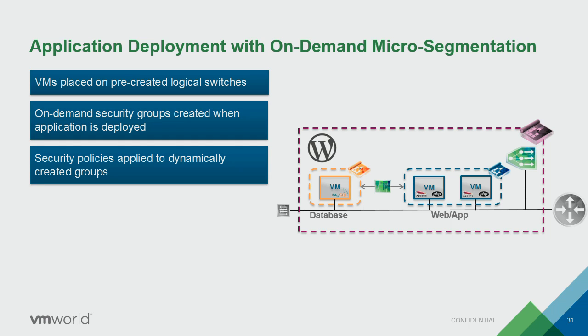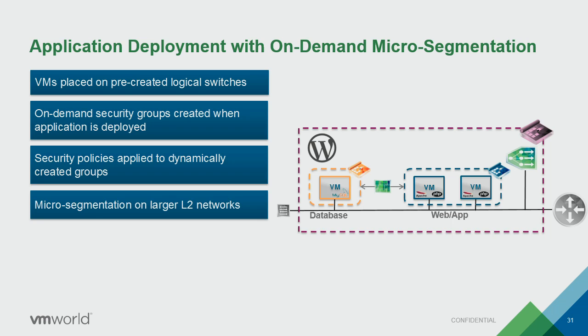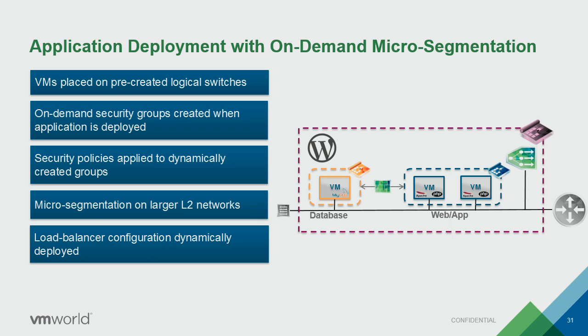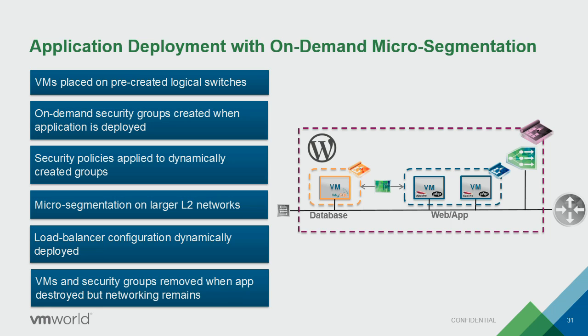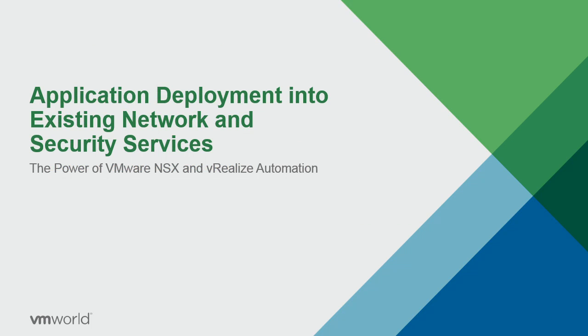So the security policies are applied dynamically, right? Micro-segmentation on that layer 2 network. And then your load balancing configuration, again, can be dynamically deployed here just for this application. Or we have another example where you can connect up to an existing one. And everything gets destroyed at the end.